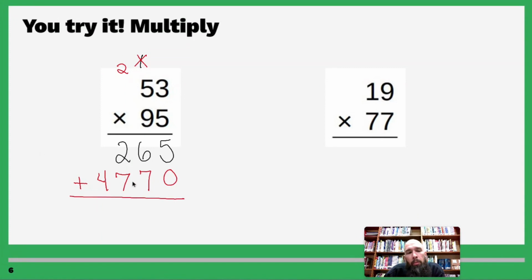We're going to take these numbers and we're going to add them. Okay? 5 plus 0 is 5. 6 plus 7 is 13. Carry the 1. 1 plus 2 is 3. 3 plus 7 is 10. Write out the 0. Carry the 1. 1 plus 4 is 5. 53 times 95 is 1, 2, 3, comma, 5,035.